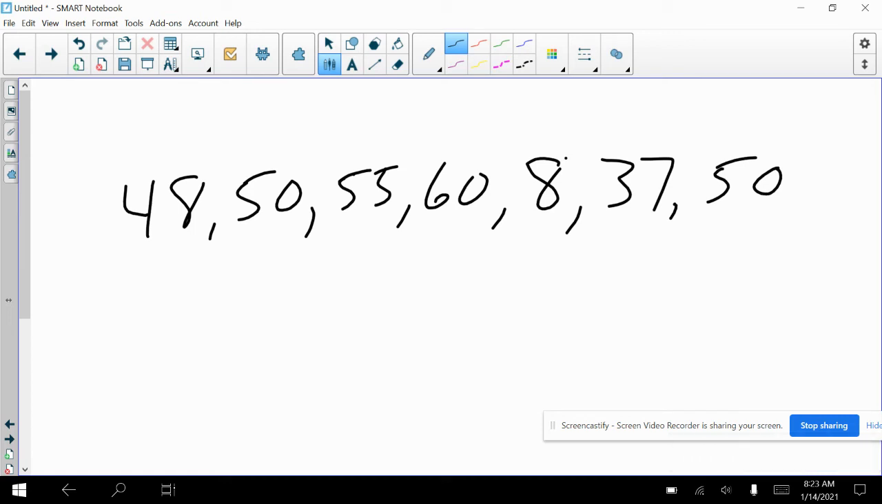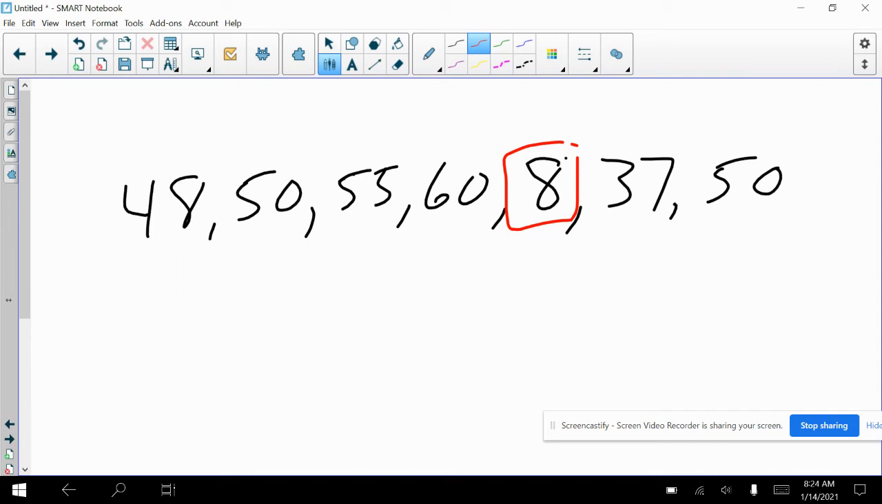All right, so we got 48, 50, 55, 68, 37, and 50. Okay, which one do you think is the outlier? That one? Yeah, right. It doesn't fit in there, right? That one doesn't fit. It's not close to the other ones, per se, right? Okay, so here's what we're going to do.